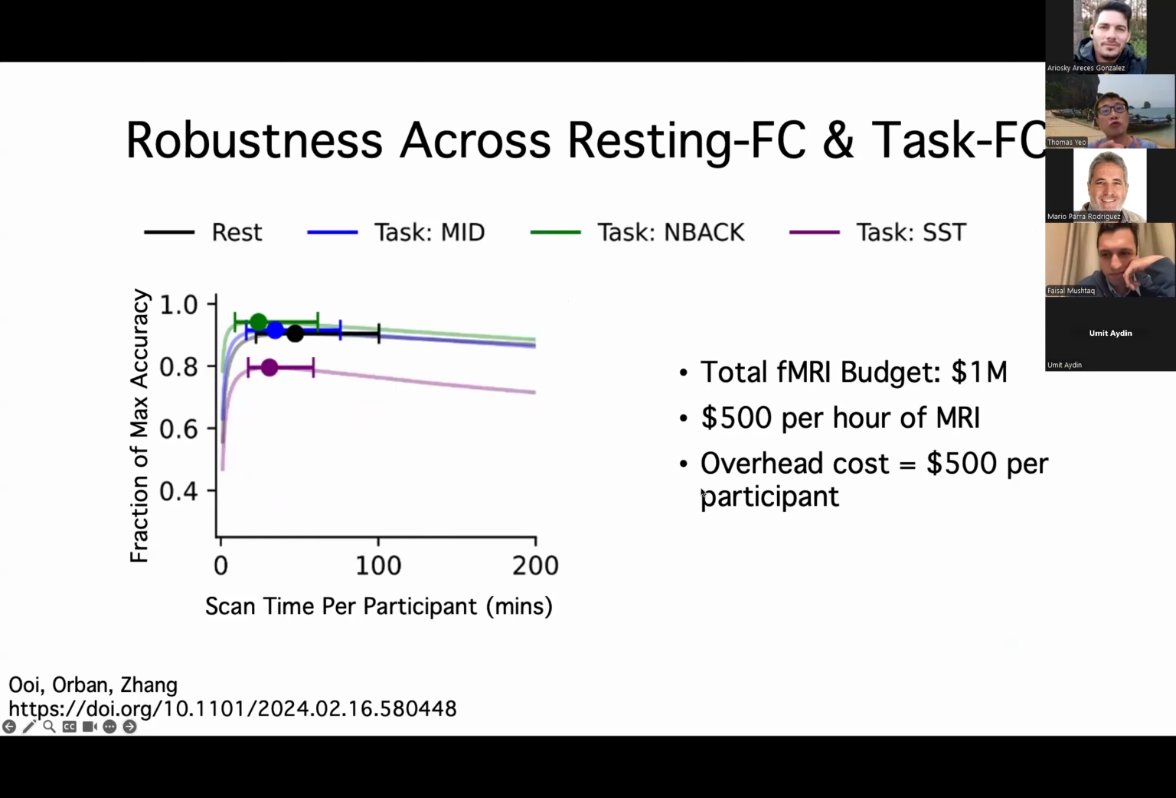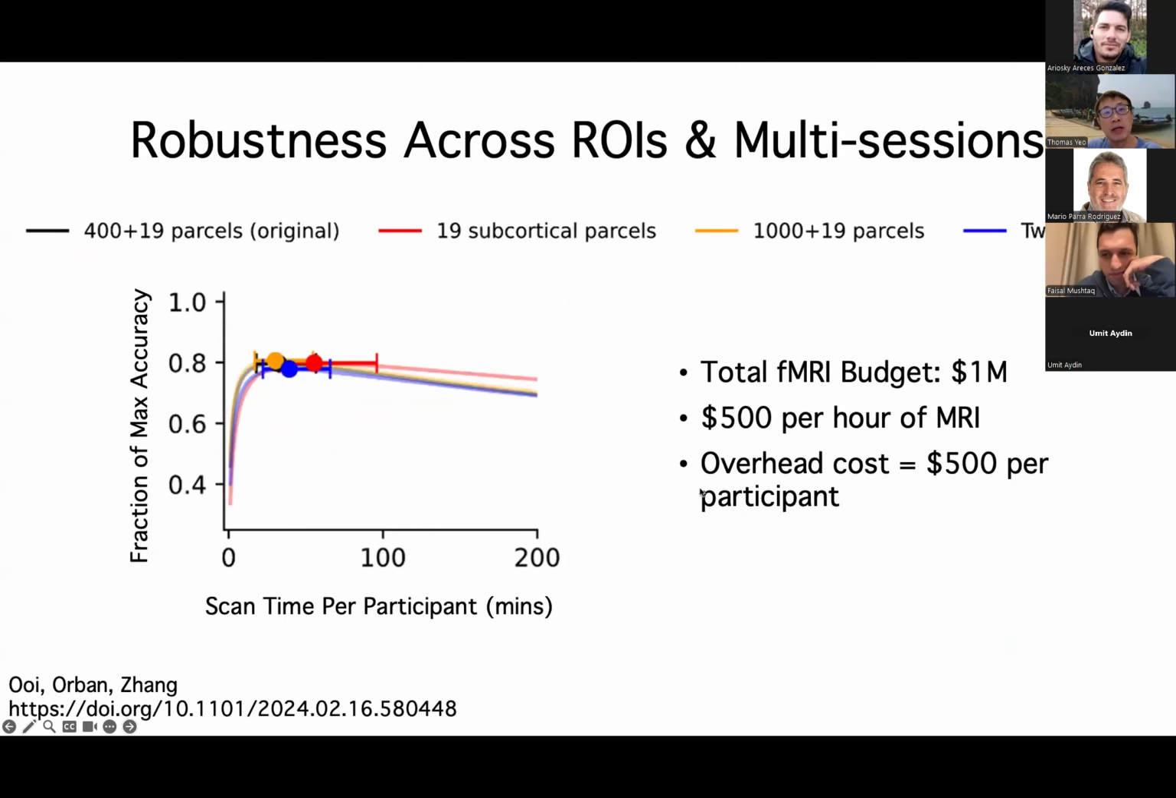Our results are also robust across resting state and task state functional connectivity. And in fact, we obtain similar results if we change the number of parcels or if we look at cortical-subcortical connectivity. Results are also robust if we split the data collection into 2 sessions. In the case of the Human Connectome Project, participants are scanned on 2 separate days, so we can simulate what happens if we scan participants on 2 separate days instead of 1 day.